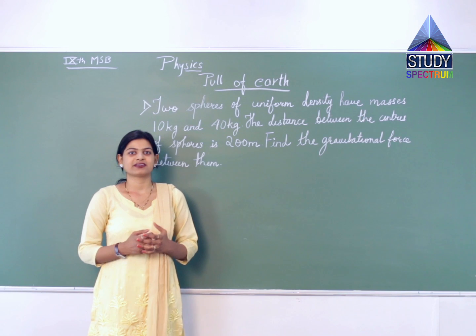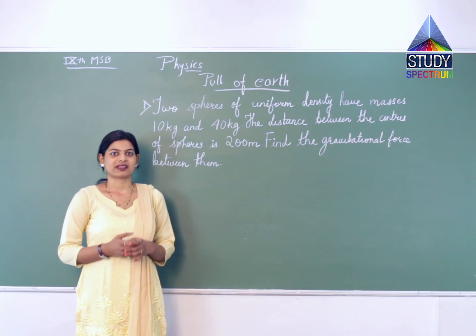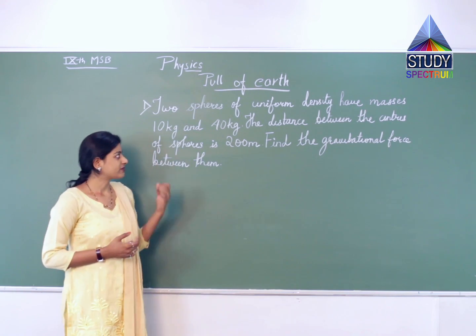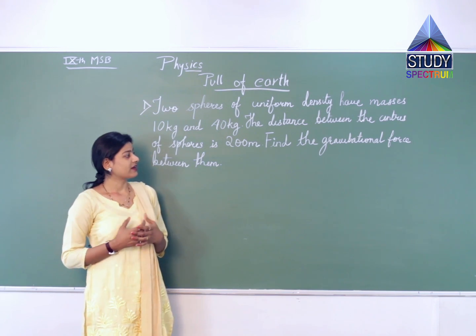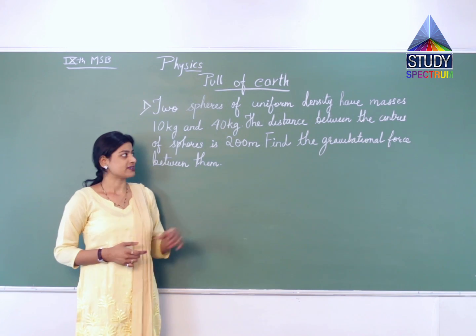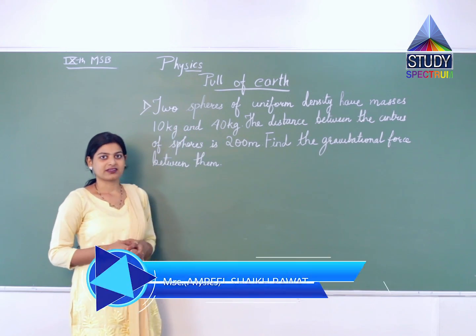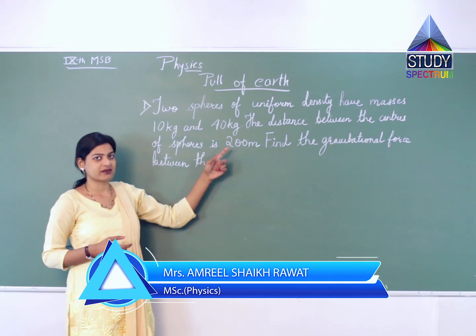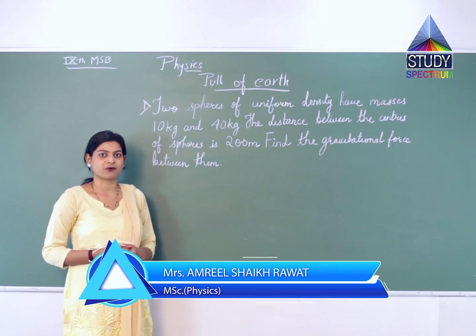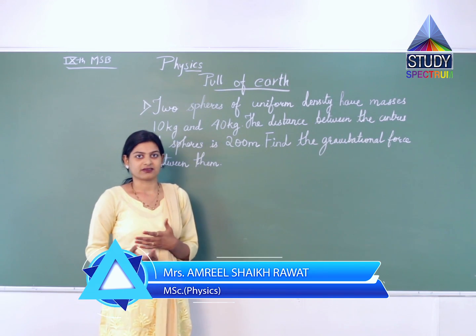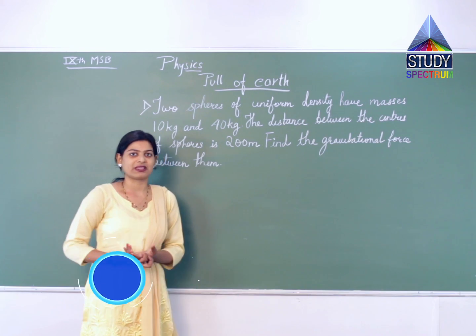Let's solve some examples related to the gravitational force that we studied last time. The first example: there are two spheres of uniform densities. The masses of the two spheres are 10 kg and 40 kg. The distance between them is 200 meters. We have to find the gravitational force acting on each other, the gravitational force between them.